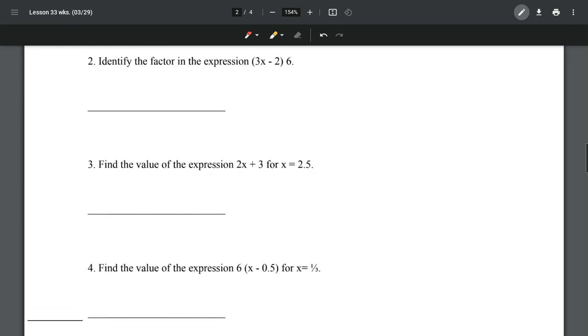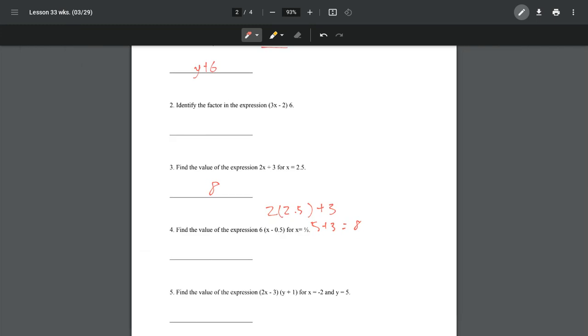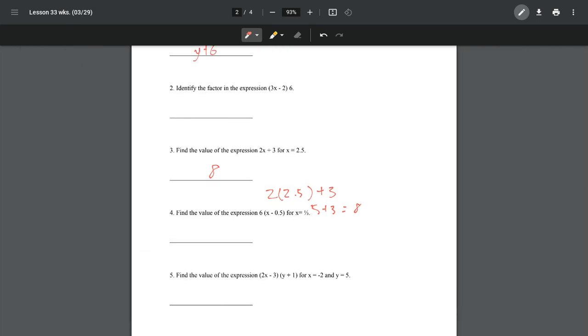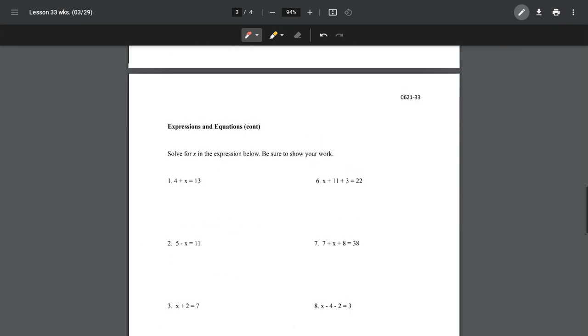Let's try number 3 together. We're asked to find the value of the expression 2x plus 3 for x equals 2.5. So we have to substitute 2.5 for x. So 2 times 2.5 plus 3. We know that 2.5 times 2 is 5, and we add 3, so that's going to be 8. Try the rest on your own, and let's move on to our third page.